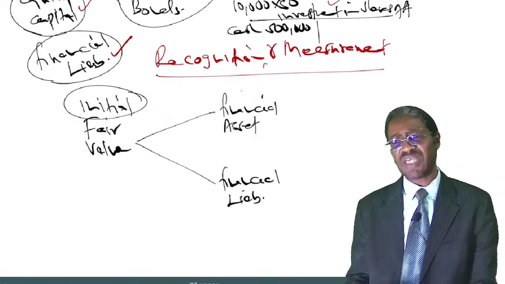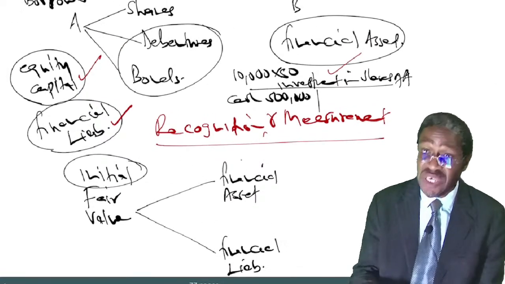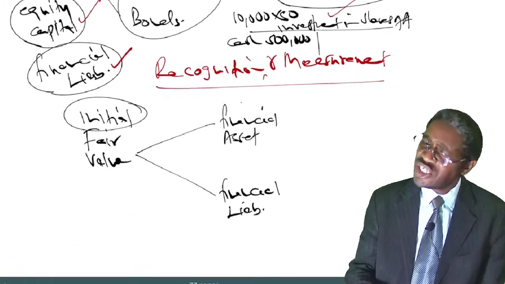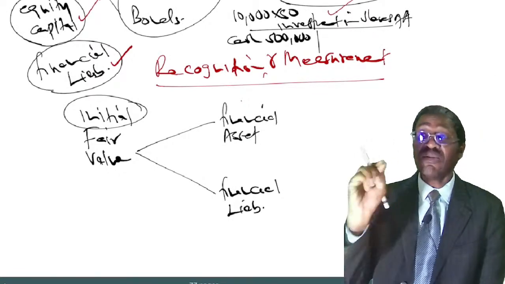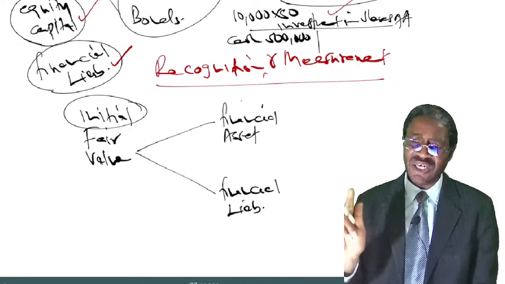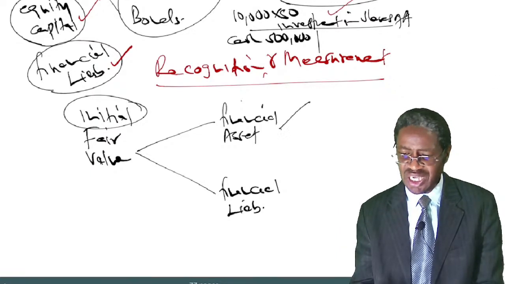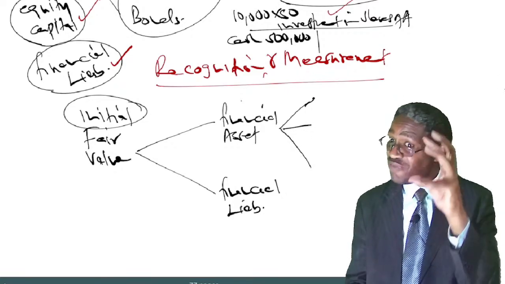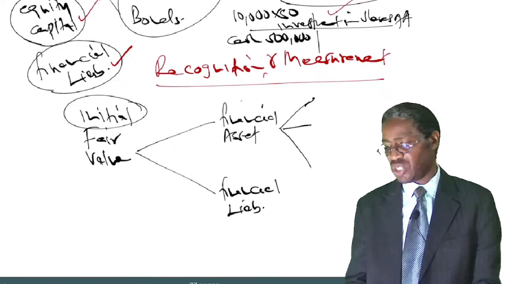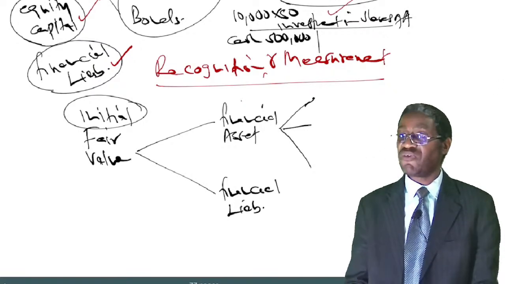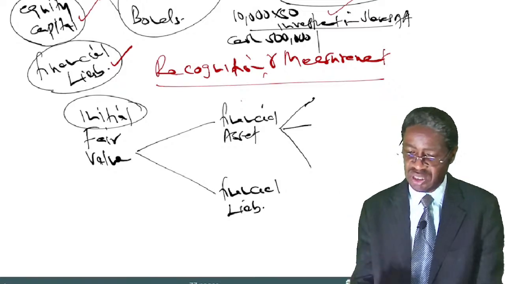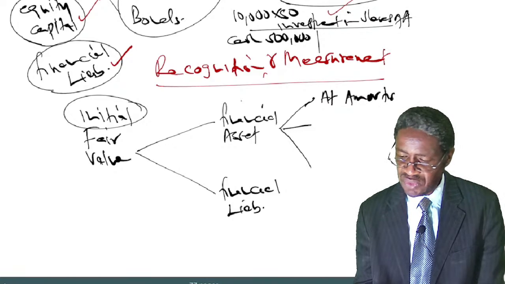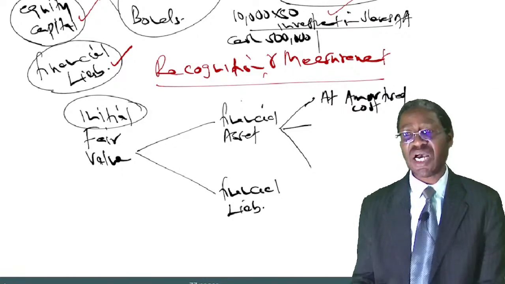If it's a financial asset, like I've discussed for company B, which bought the shares, then any financial asset can be remeasured in any one of the following three ways. One, it can be measured at amortized cost.